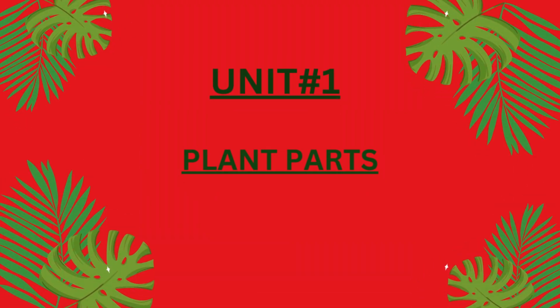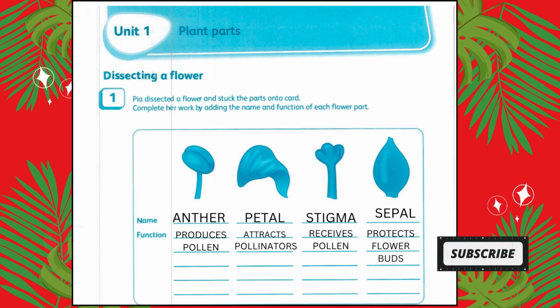Unit 1, Plant Parts. Pia dissected a flower and stuck the parts onto the card. Complete her work by adding her name and function of each flower part. You can see the pictures.